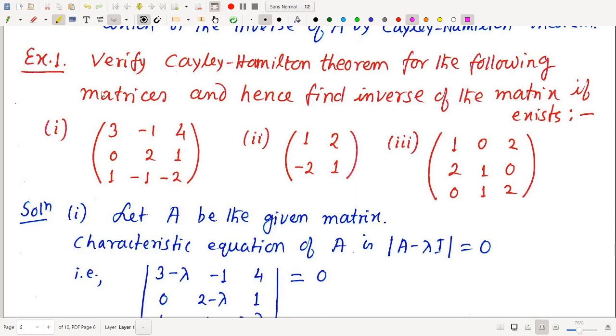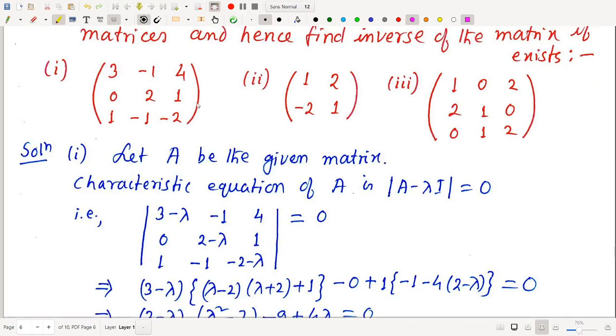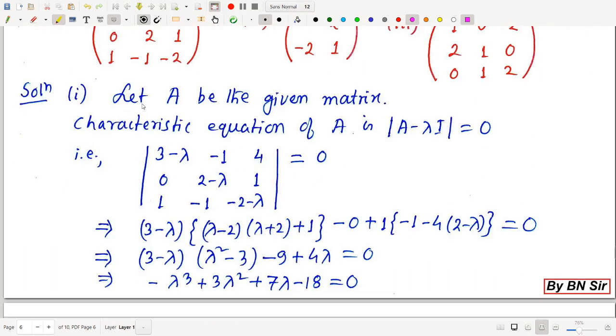Now let us see an example. Verify Cayley-Hamilton theorem for the following matrices and hence find inverse of the matrix if it exists. So three matrices are given. Let us see number one. Let capital A be the given matrix. Then the characteristic equation of A is determinant of A minus lambda I equal to 0.